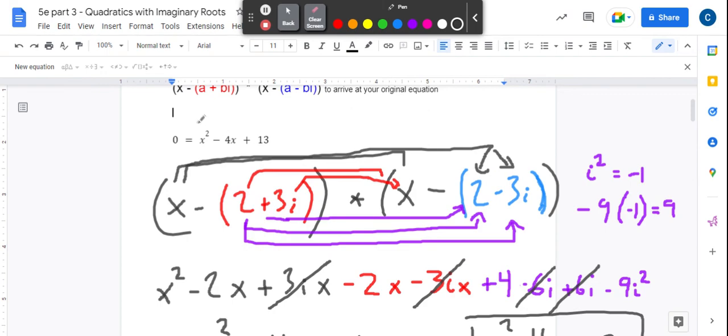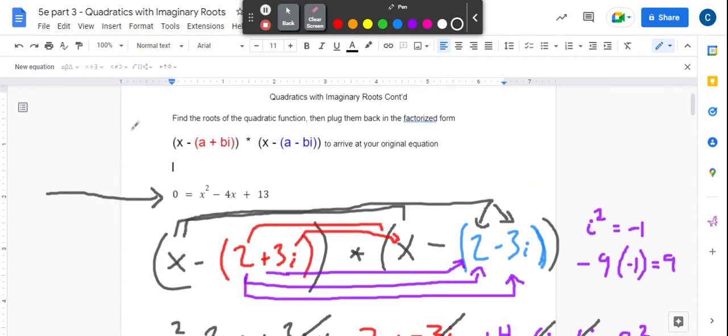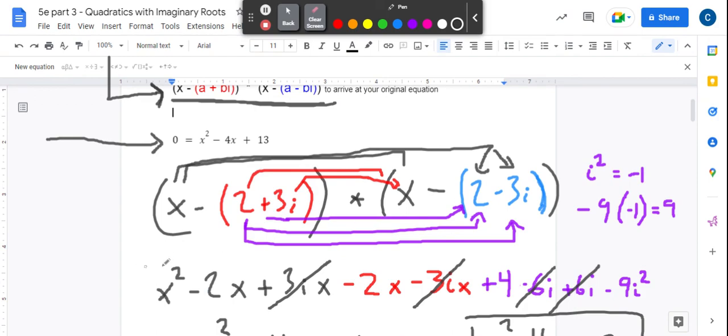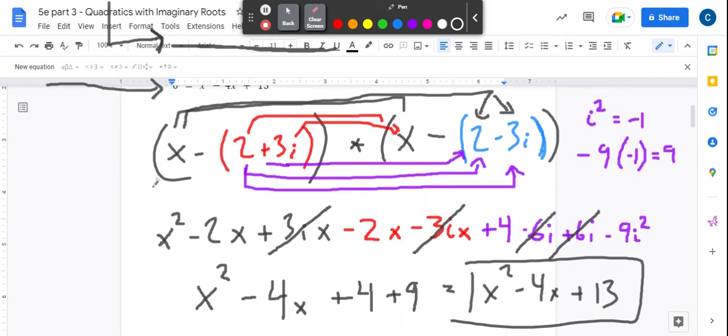So basically we took our original quadratic and factored it into where it looked like this, and we had two complex imaginary roots, 2 plus 3i and 2 minus 3i. We wrote it like this accordingly because that's how it is when it's factored out. We distributed everything through and put it back together, combined like terms, into our original equation.